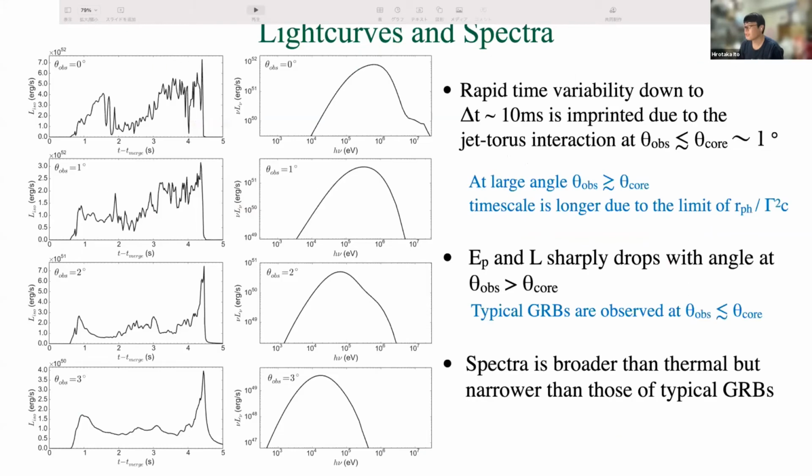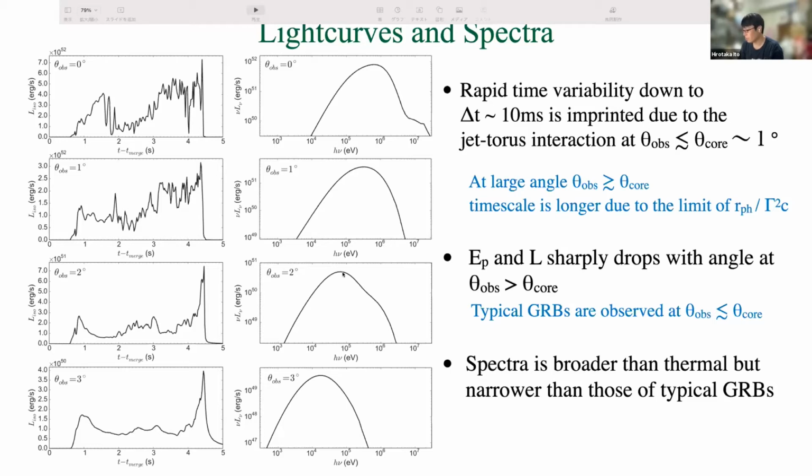So the resulting light curves and spectra look like this. This is showing the light curves and spectra for a given viewing angle. Interestingly, we find that there is a rapid time variability imprinted in the light curves, which is coming from the jet-torus interactions. And this can be as short as the order of 10 milliseconds, and it can be compatible with the observed variabilities.